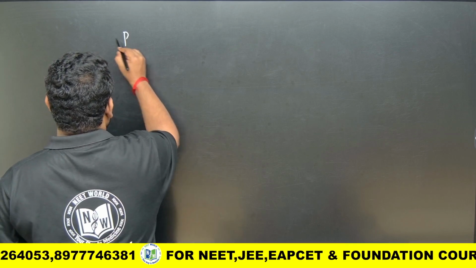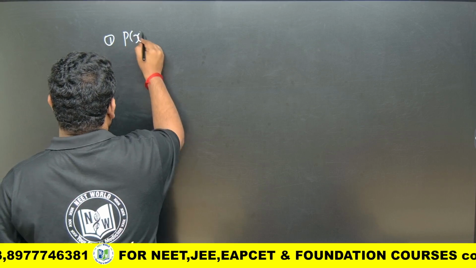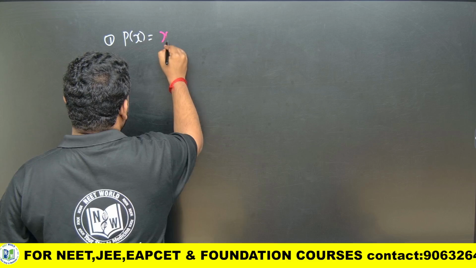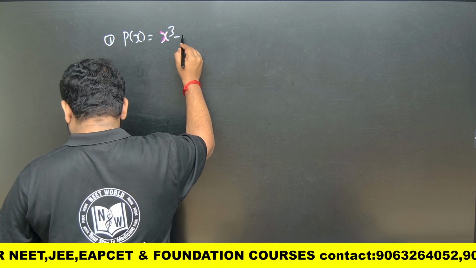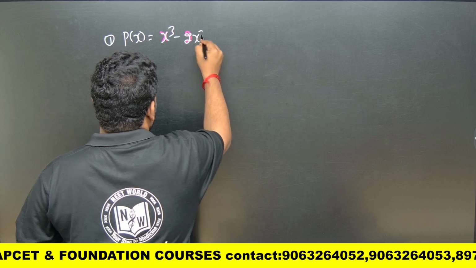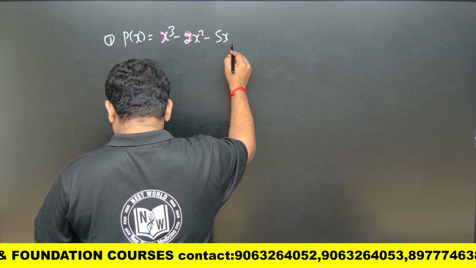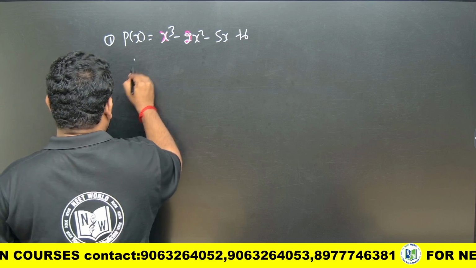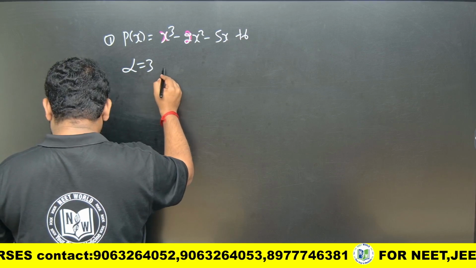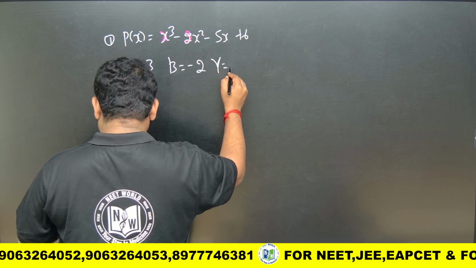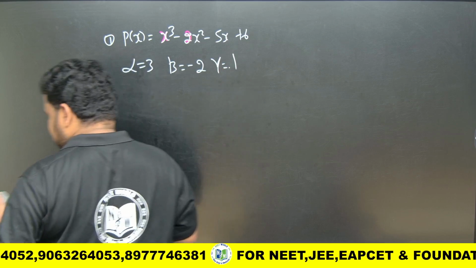First question, p of x is given as x cube minus 2x square minus 5x plus 6, and they have also given the zeros as alpha is equal to 3, beta is equal to minus 2, and gamma is equal to 1.